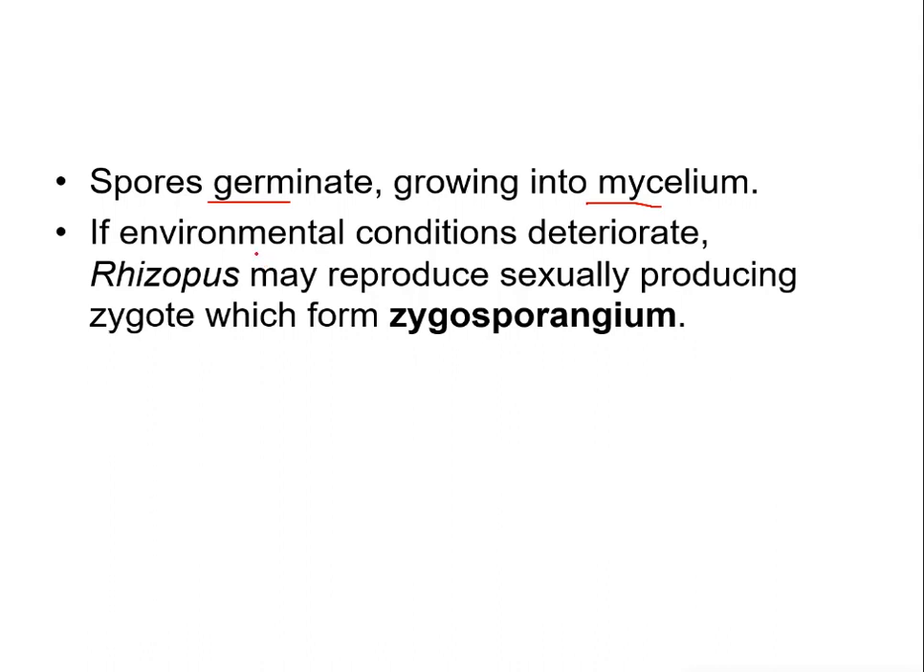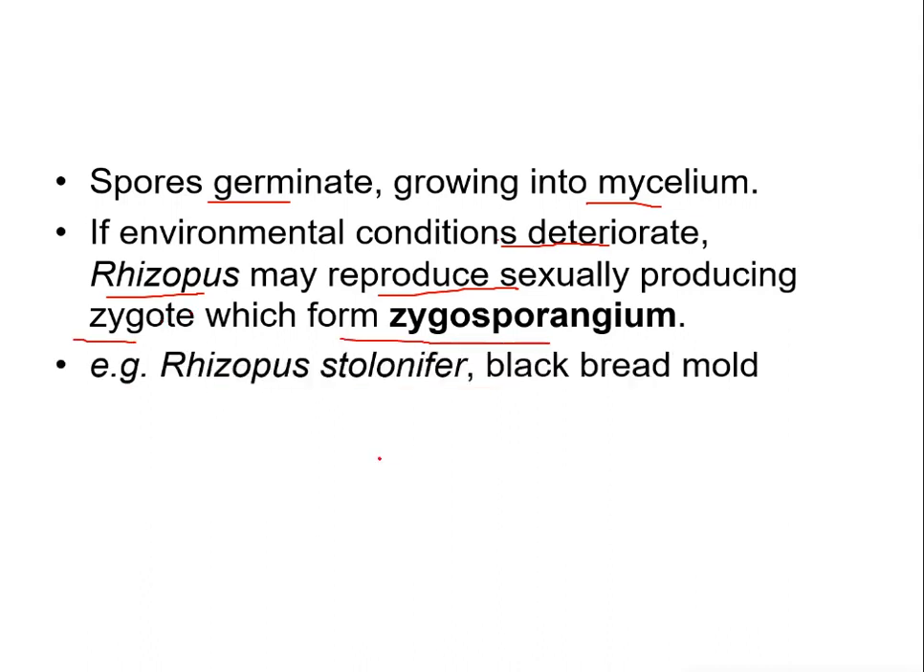But if environmental conditions deteriorate, for example less light, nutrients, water and so on, Rhizopus, which is the example of fungus in this phylum, Rhizopus meaning the black bread mold, may reproduce sexually, producing a zygote in the form of zygosporangium. An example is Rhizopus stolonifer, which is the black bread mold.